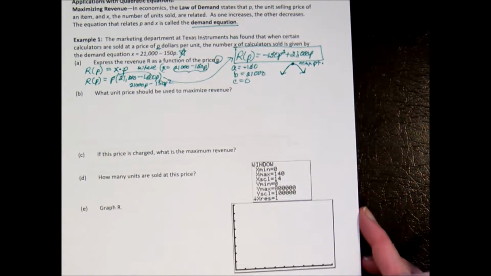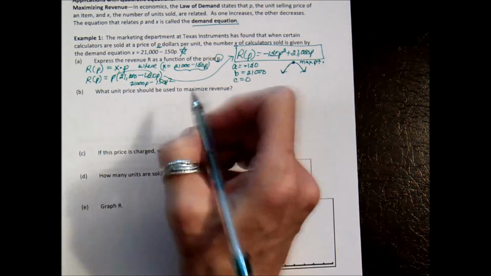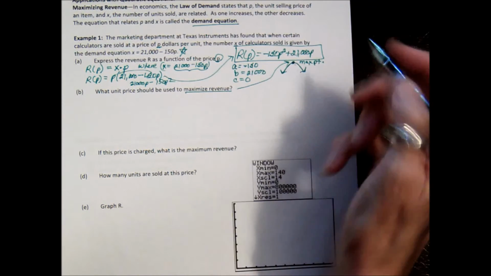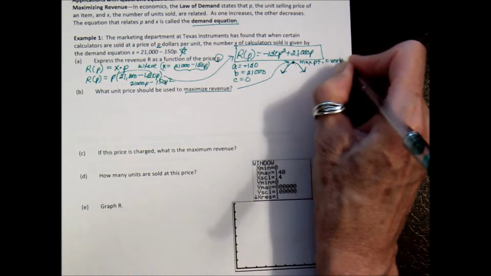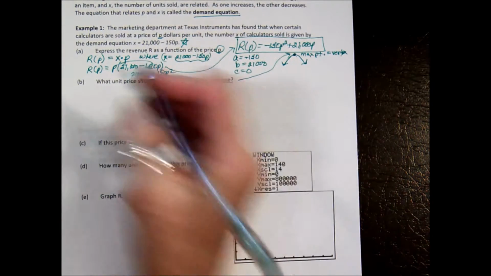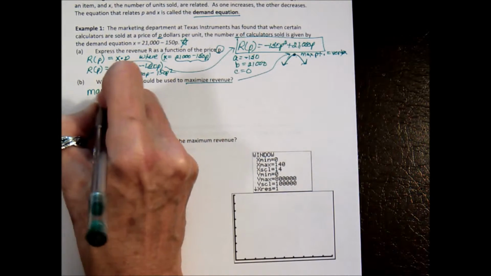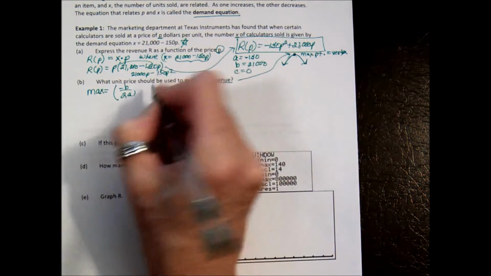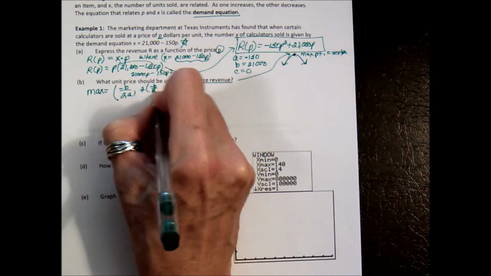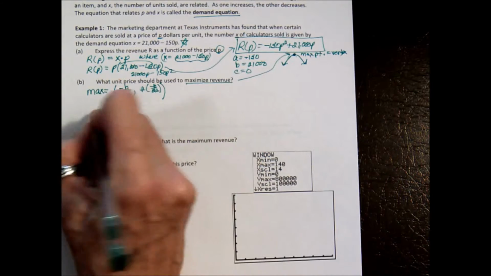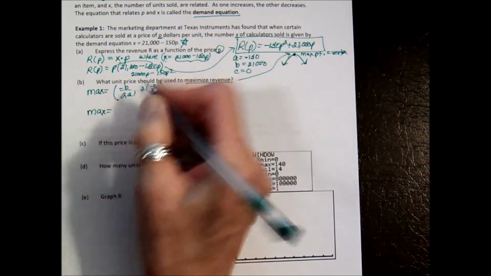All right, next it says what unit price should be used to maximize the revenue. Well, what we really want to know is to maximize the revenue means what is that max point? Well, that max point is the same thing as the vertex of the parabola. So what we want to do is find the max point. And in this case, the max is going to be the point negative b over 2a, and then f of negative b over 2a. So we can do that. So let's find the negative b over 2a first, because that's the vertex point.